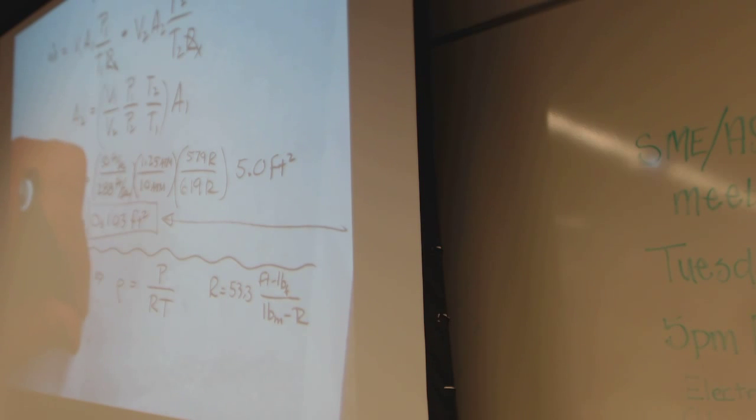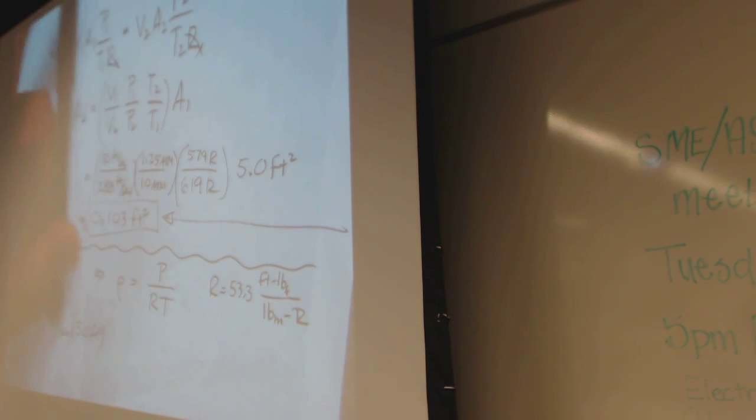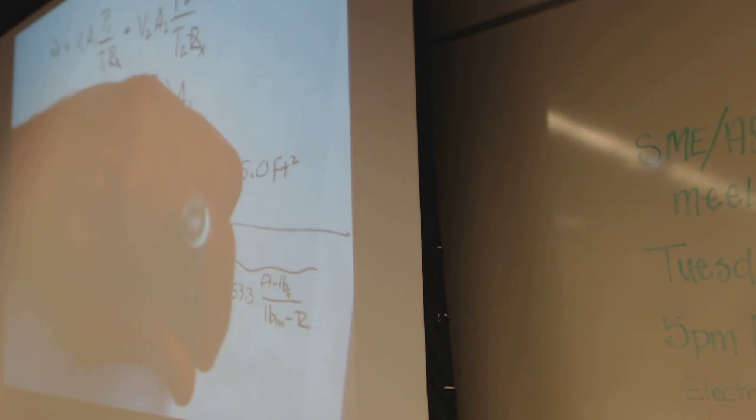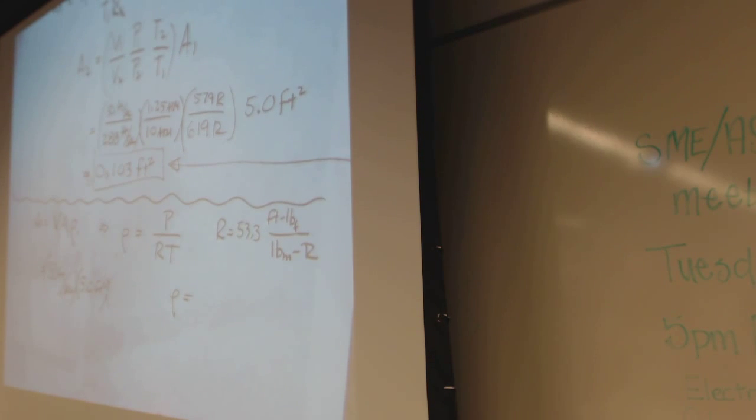And it was all going into 5 square feet. I'm going to do this one off on the side for my density. My pressure on the inlet was 10 atmospheres.